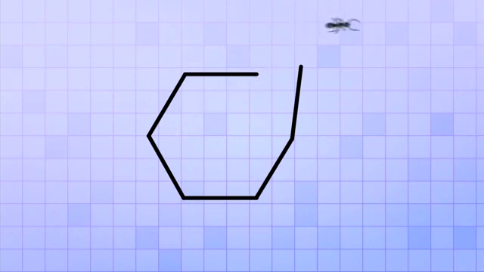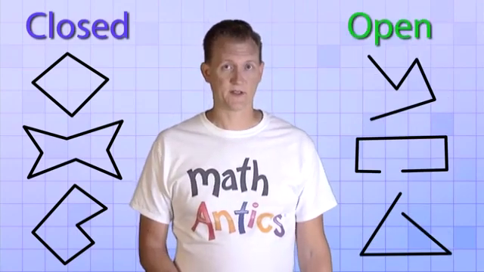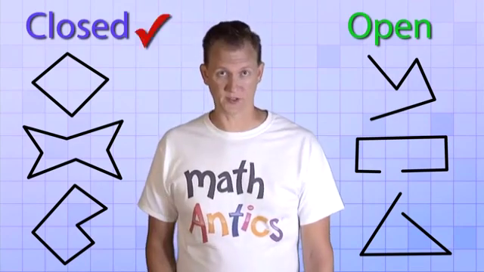It might help to think of a closed shape like a cage. If you put an ant inside the cage, then there's no way for it to get out without crossing a line. But if the shape is open, then there is a way out. So these are all examples of closed shapes. And these are all examples of open shapes. And the important thing to remember is that a polygon must be closed.